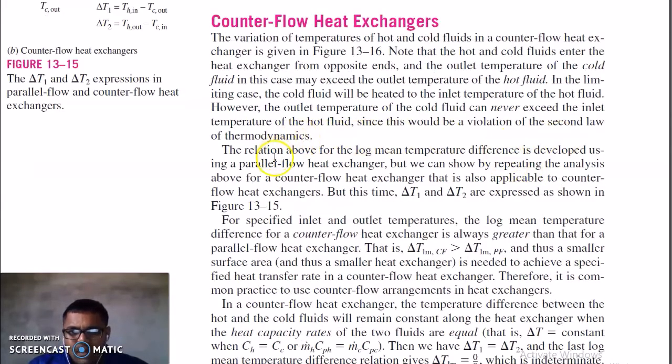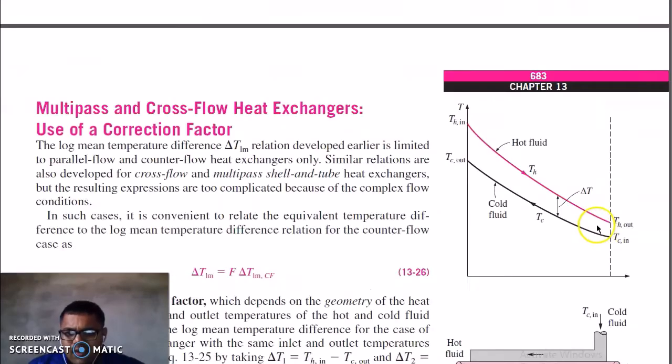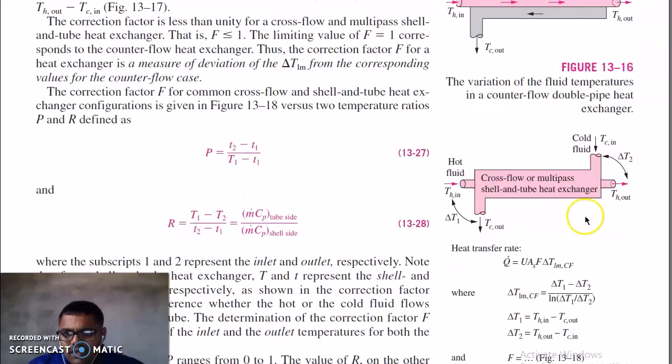thermodynamics. The relation above for the logarithmic temperature difference is developed using a parallel flow heat exchanger, but we can show by repeating the analysis above for the counter flow heat exchanger that it is applicable to counter flow heat exchanger, but this time delta T1 and delta T2 are expressed as shown in the figure. So you have to take this delta T1 and delta T2 for counter flow heat exchanger analysis, which is hot in minus cold out and cold in minus hot out. This is your delta T2.